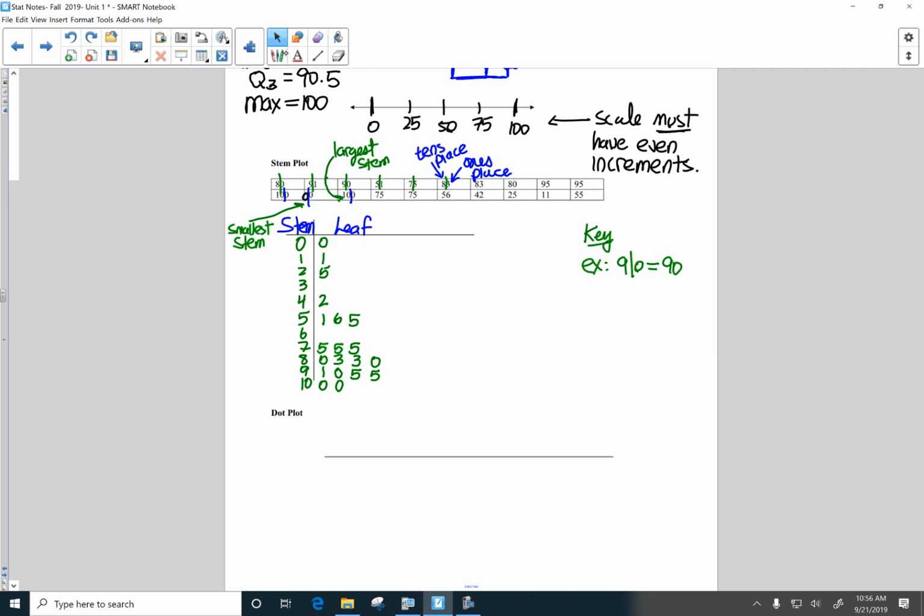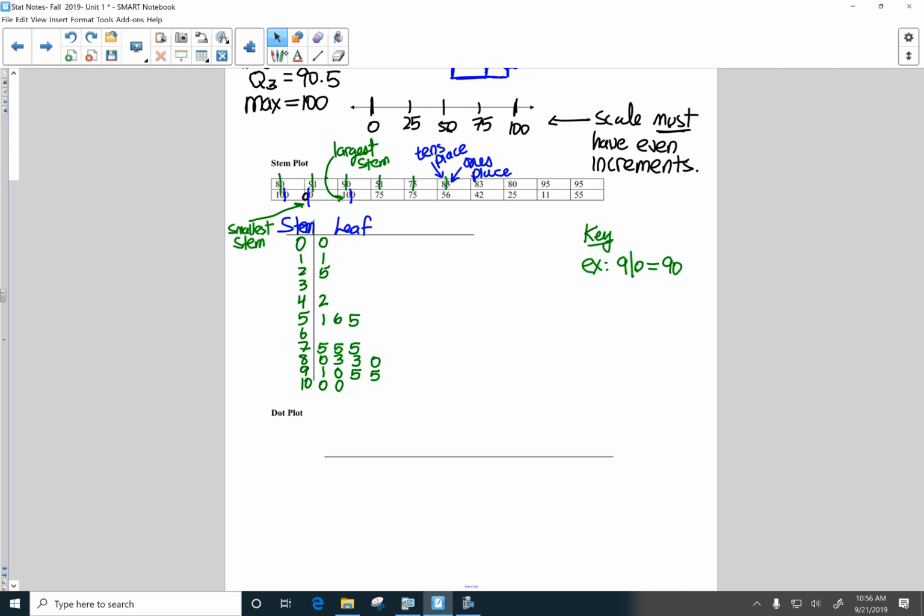Just don't forget the key. All right? Because if you don't have the key, the graph, I don't want to go too extreme and say the graph is meaningless, because that's not fair. There is meaning to it. You still have shape and center and all that stuff, but I don't know what the numbers mean, right?